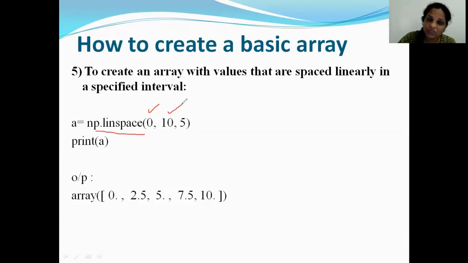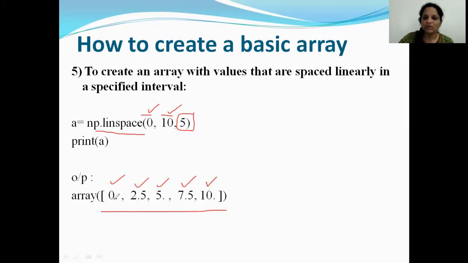Okay, but the first element of your array will be 0. The last element of your array will be 10. And what does this 5 stand for? You want 5 such elements linearly spaced between 0 and 10. That means with the same difference. So the elements I got are 0, 2.5, then 5, then 7.5 and 10.